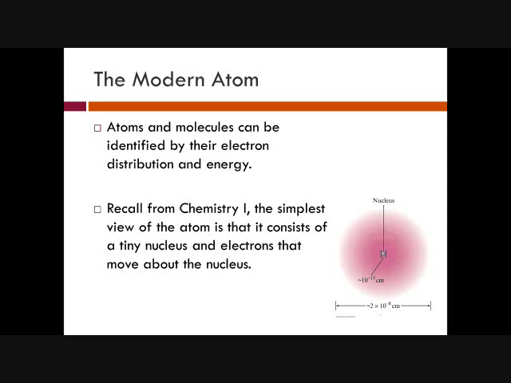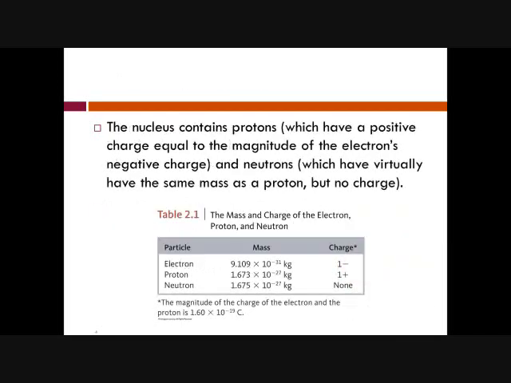But first, the modern atom. Atoms and molecules can be identified by their electron distribution and energy. So recall from Chem 1 that the simplest view of the atom is that it consists of a tiny nucleus and electrons that move about the nucleus. Remember that it was originally theorized that the electrons moved in a circular orbit, then it turned into an electron cloud, and now we have things called sublevels that are where the electrons are located. But the nucleus, and then there's the electron cloud around it. And the nucleus has most of the weight in the atom.